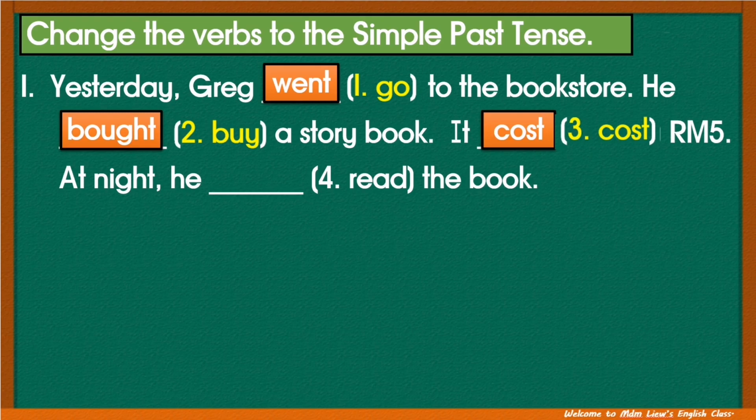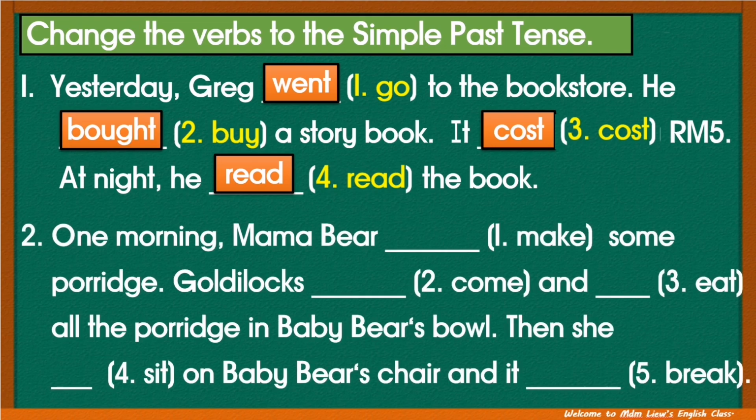At night, he read. The past tense of read is read. R-E-A-D, read. The spelling remains the same, but in the past tense, you need to pronounce it as read. Read becomes read. At night, he read the book. Second text.